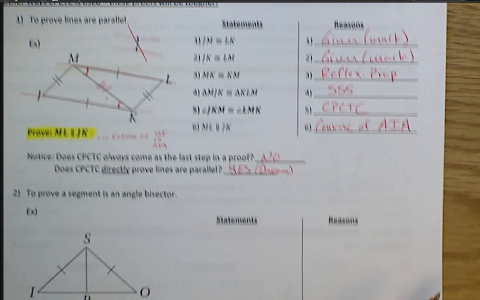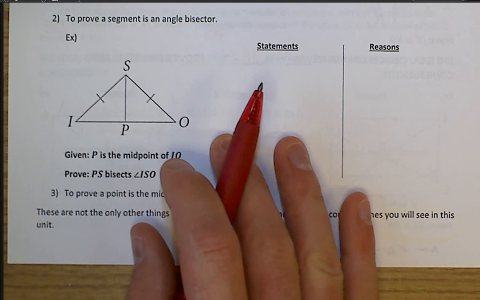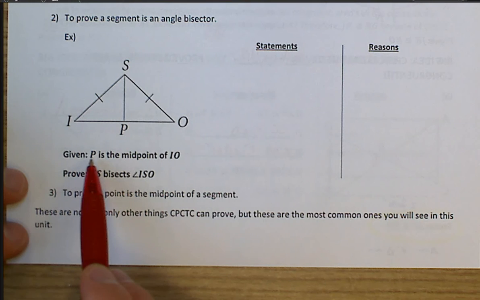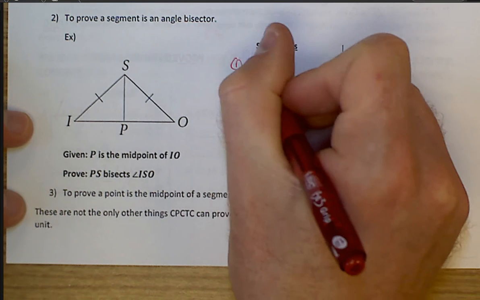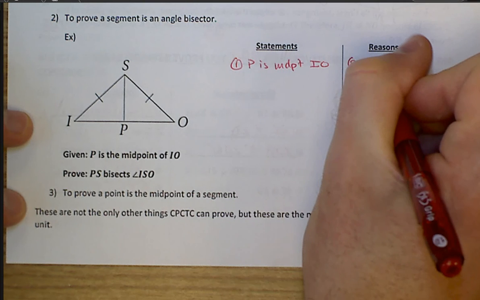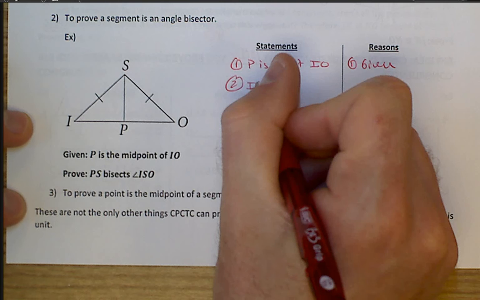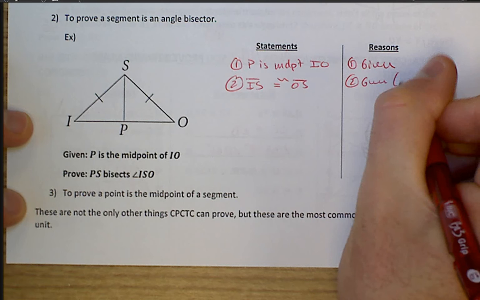All right, let's take a look at the last one. So number 2, to prove a segment is an angle bisector. What we're going to do here is it says given P is the midpoint of IO. So I'm going to put P is the midpoint of IO, and that's given. All right, number 2, I have some markings. I have IS is congruent to OS, and that's given because of the markings.